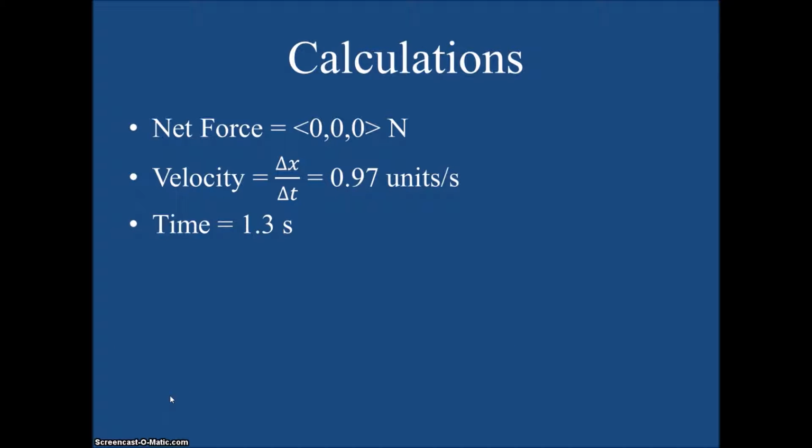The values shown on this slide are the values needed to construct the computational model. All of these values are used in the Python code. The net force is set to 0 so that we are able to deal with constant velocity. The velocity was calculated by taking the change in x position and dividing it by the change in time. This was taken from 2 points in the Tracker data that was shown in the previous slide. The time frame in the video came to be 1.3 seconds.